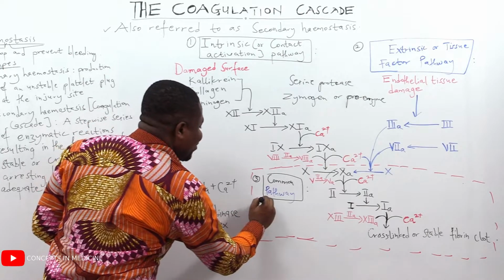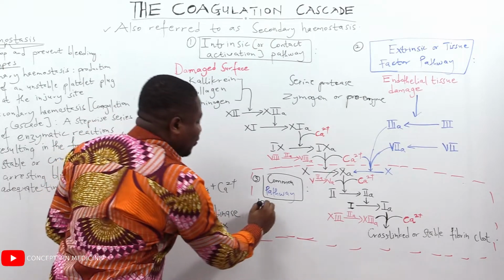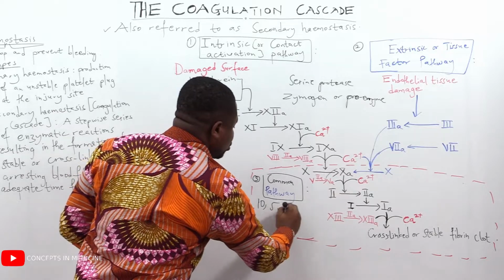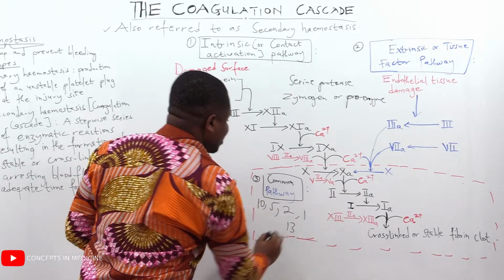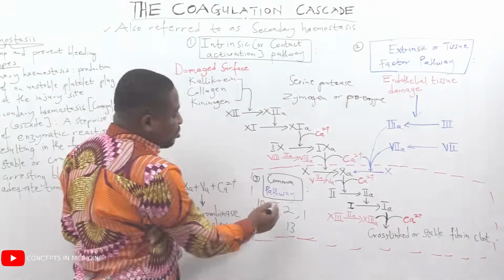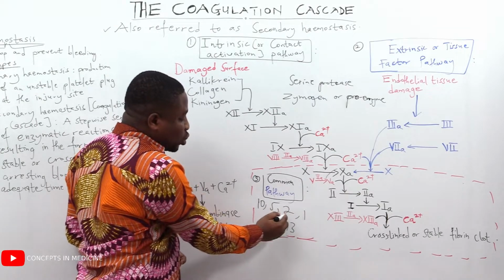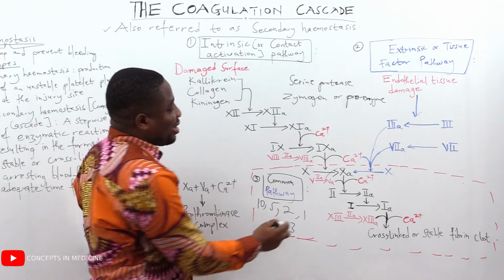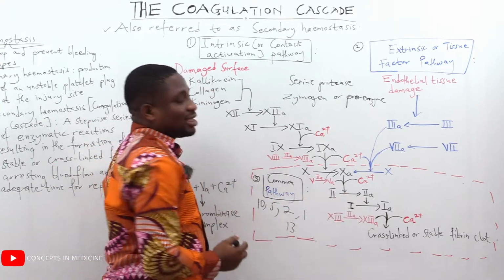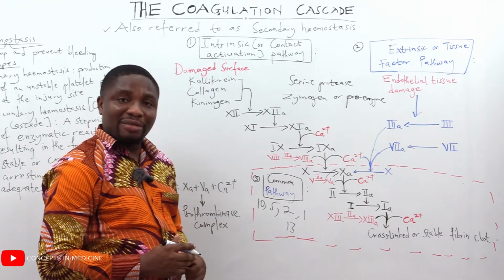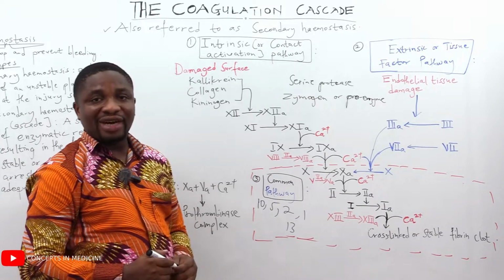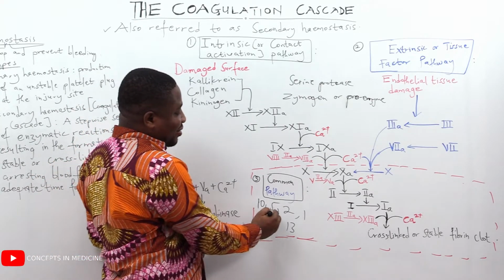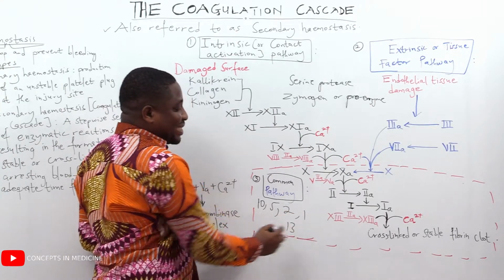So simply put, if you watch this very carefully, we can say that the common pathway would have factors such as factor 10, 5, 2, 1, and 13. To easily remember this, if you multiply 1 by 2 by 5, you will get 10. And in addition to that, we have factor 13, which is the fibrin stabilizing factor, coming in. So for the common pathway, the factors involved, we have factor 10, 5, 2, 1, and 13.